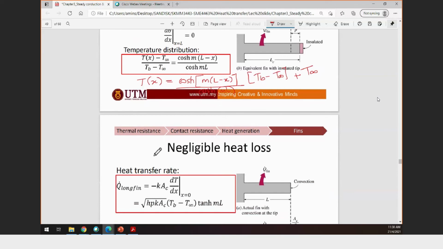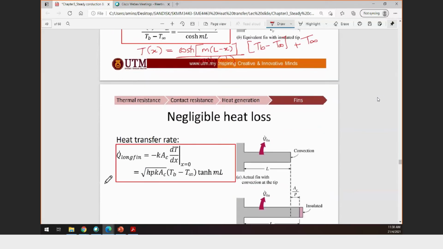So this is the temperature distribution for the case of negligible heat loss, and the second equation is the heat transfer rate. Now you have a longer equation, where, like for the infinitely long fin, you need to include the hyperbolic function. Sorry, this is the negligible heat loss case. Sorry for the typo.